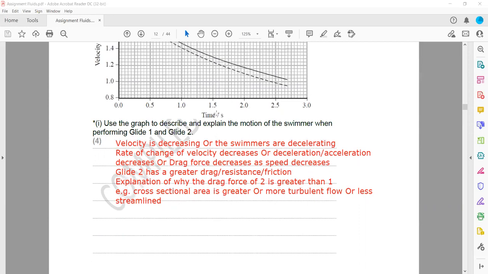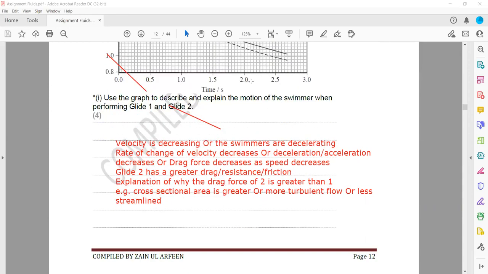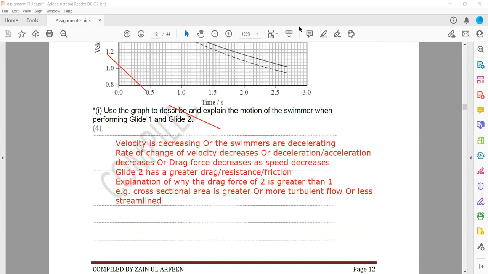And the rate of change of velocity is also decreasing. You can see the gradient, initially there is a steeper gradient, meaning greater angle, but the gradient is also decreasing. The drag force is also decreasing as the speed decreases, but glide 2 has a greater drag compared to glide 1 because he has a larger area or more turbulent flow. So the force which is opposing his motion is much higher.